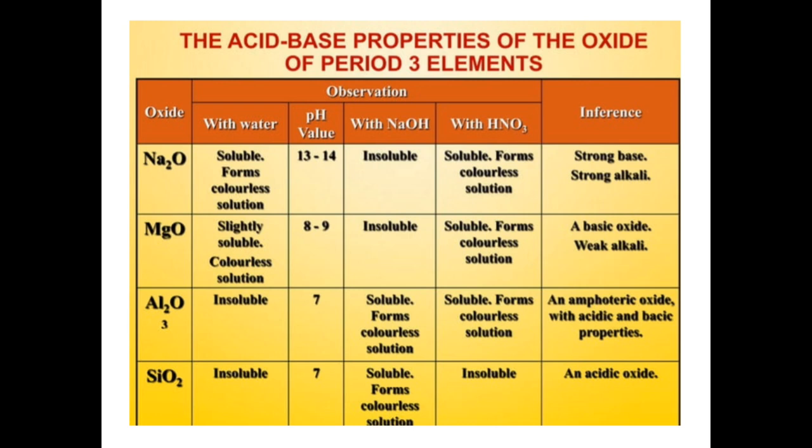The same thing with MgO, magnesium oxide: the pH is 8 to 9. That means it's slightly alkaline. The MgO is slightly soluble, and then of course with NaOH it is insoluble. With HNO3 it is soluble and forms a colorless solution.